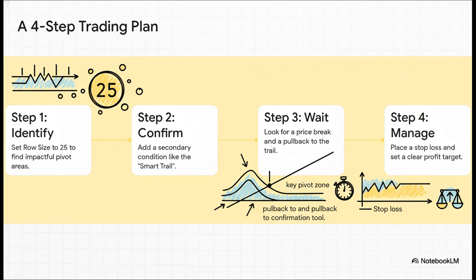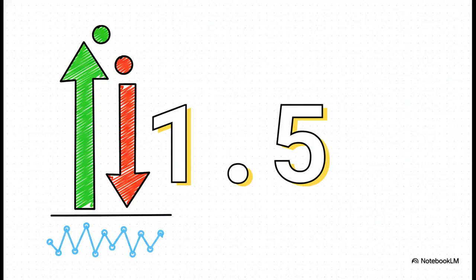Third, we just wait for our setup. We want to see price break through one of those key pivot zones and then pull back to test our Smart Trail. And finally, step 4, we manage the trade. We place our stop loss right above the recent high and set a very clear profit target. And the result of all that careful planning? The setup played out beautifully, hitting a clean 1 to 1.5 risk-to-reward ratio.